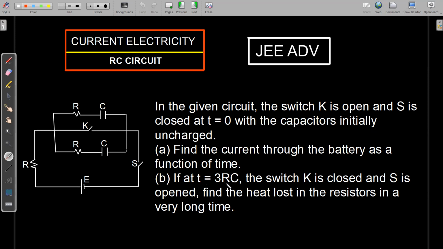Then if at t equal to 3RC, the switch K is closed and the switch S is opened simultaneously, we need to find the total heat loss in the resistors in a very long time. So let's see how we can solve this problem.